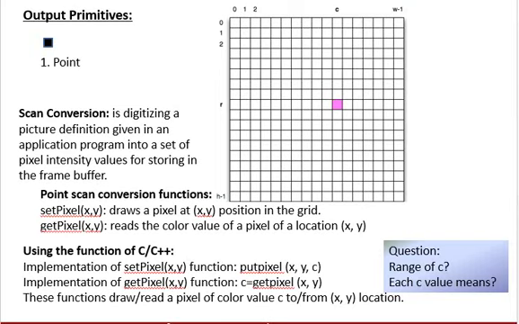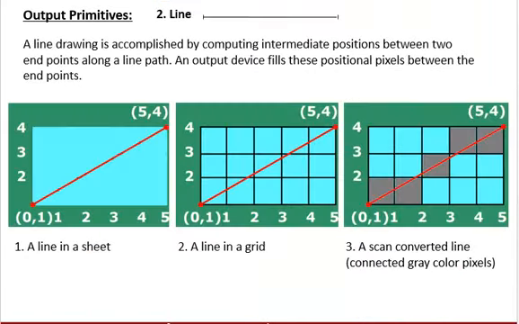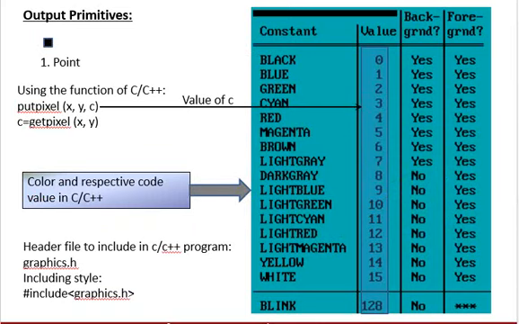The range of c is from 0 to 15. That means there are a total of 16 values. We start the value from 0 to 15, so altogether we have 16 colors. We include this function by graphics.h. If you include graphics.h in your program, then only you can use these color functions.